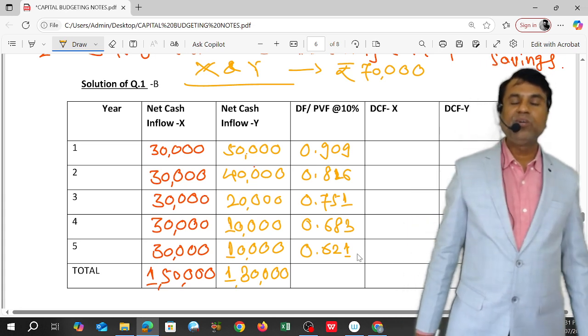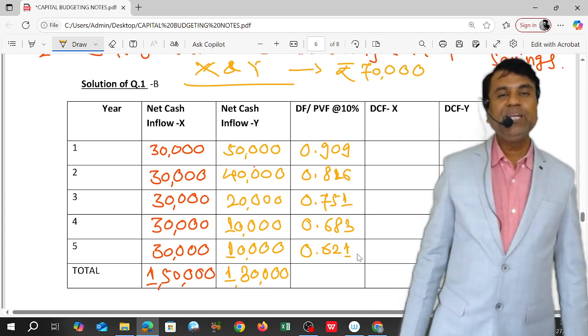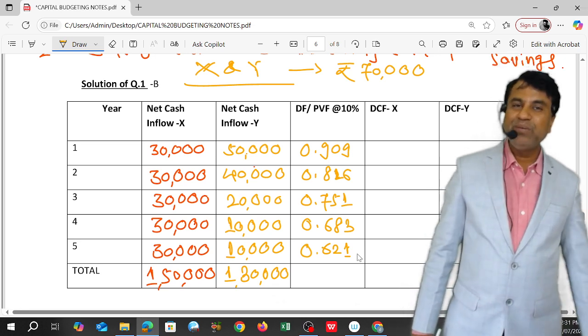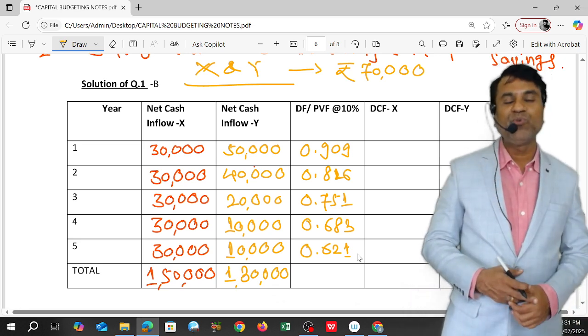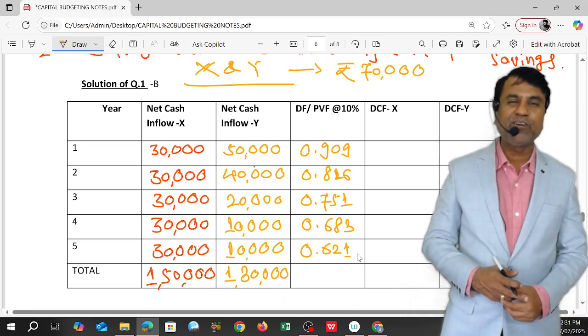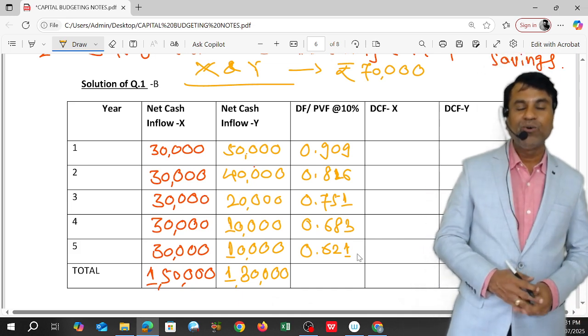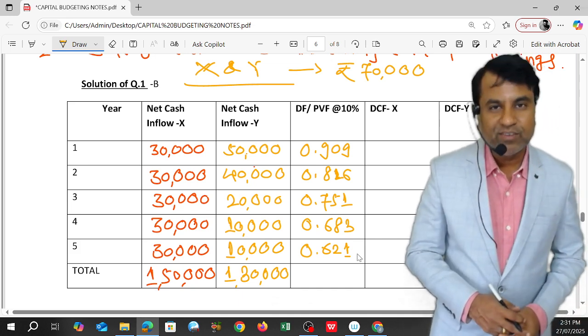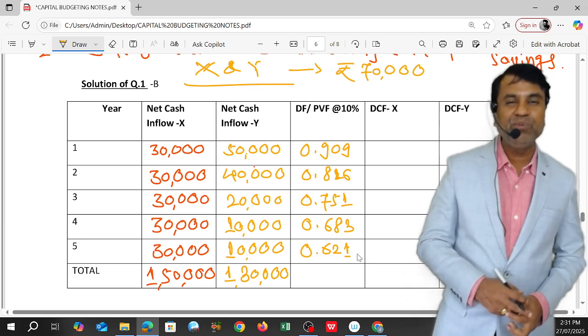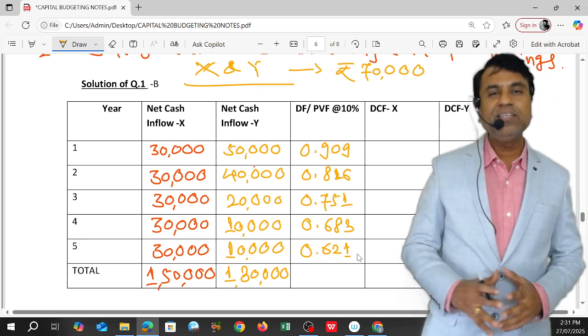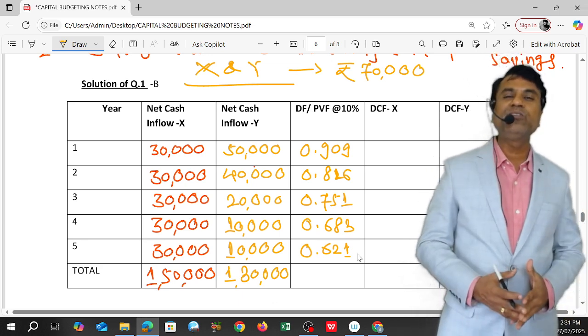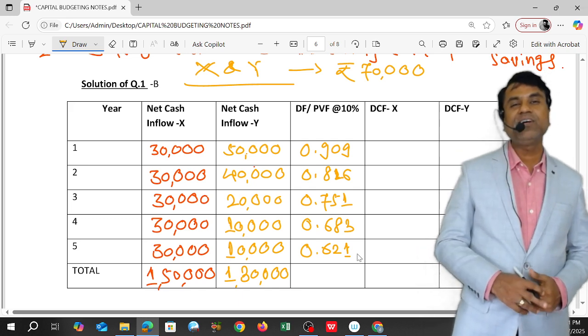Now do remember students, in case of an annuity, we need to take the total. The reason is that the cash inflows are the same for each and every year, and we need not multiply them every time. Rather, we can multiply the total of all the 5 years of discount factor or PV factor with only one cash inflow, because the cash inflow is constant and similar, that is 30,000 every year.